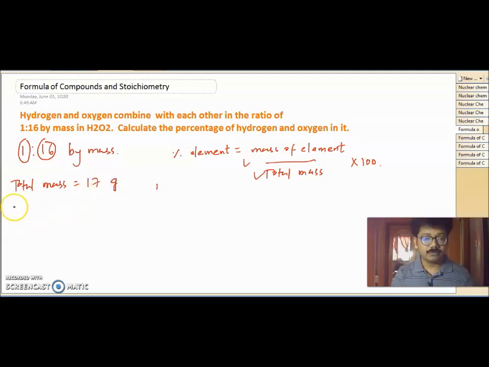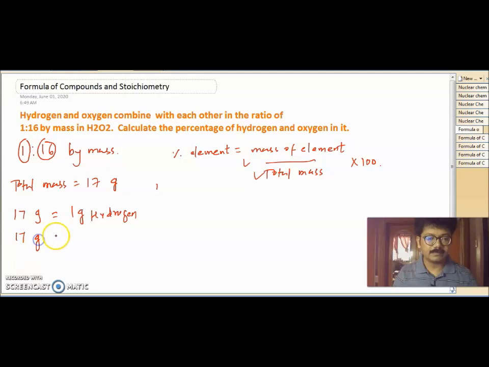So I can take the ratio as a reference: 17 gram of compound is having 1 gram of hydrogen and 16 gram of oxygen. So I got the total mass as 17, and I got the individual masses as 1 and 16. So simple.